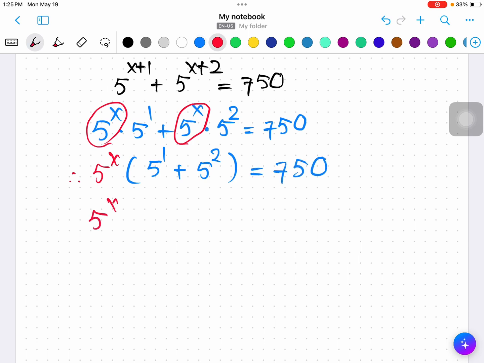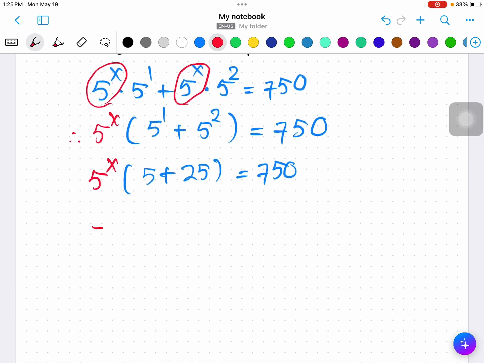5 raised to x times 5 plus 5 raised to 2, which is equal to 25, equals 750. So 5 raised to x multiplied by 5 plus 25, which equals 30, is equal to 750.